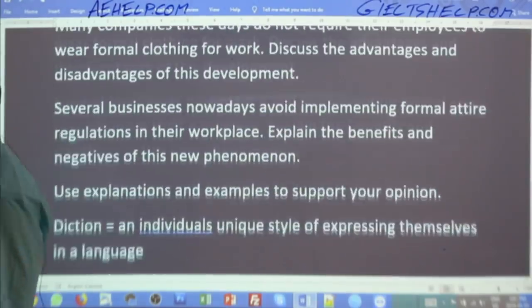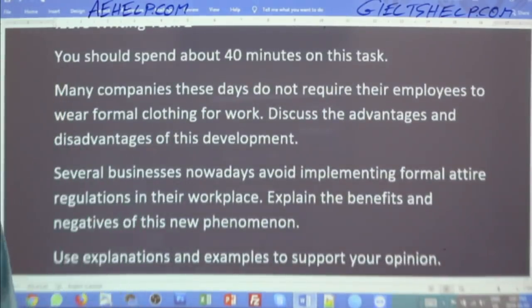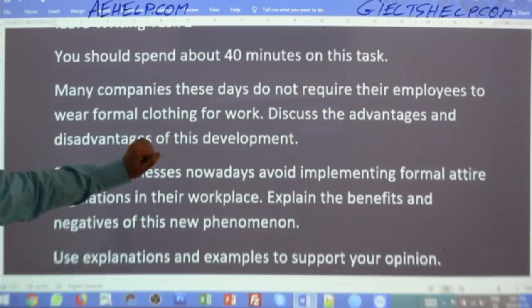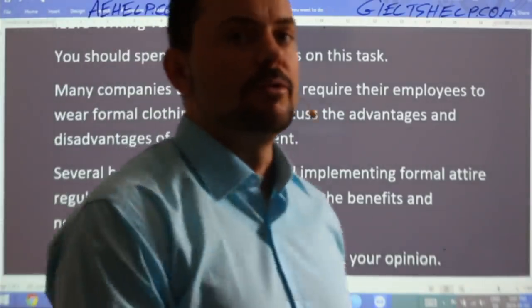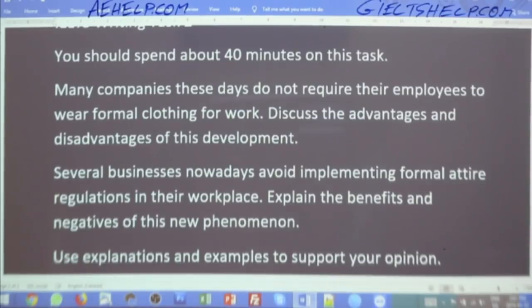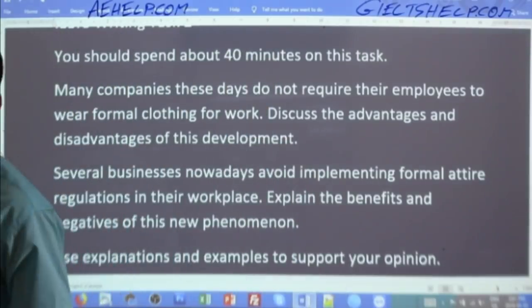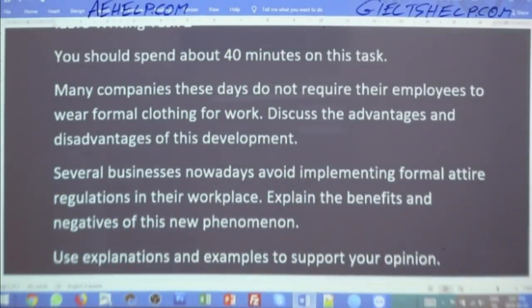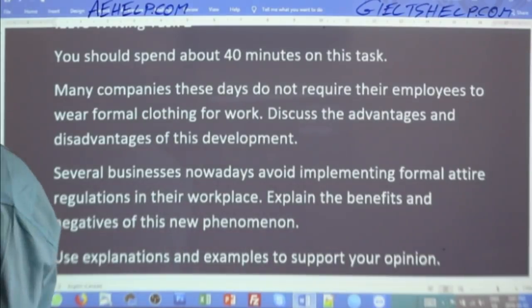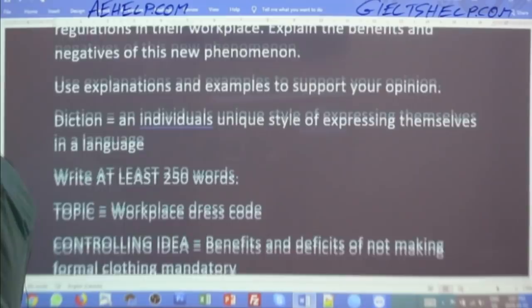Okay, so here's the question again to help you. Okay, so write that thesis. Many companies these days do not require their employees to wear formal clothing for work. Discuss the advantages and disadvantages of this development. Okay, target the formal clothing. Careful. I think I might have said informal there a couple times, but target the formal clothing. All right. I'm going to give you a little bit of time, and I'll start writing as well.